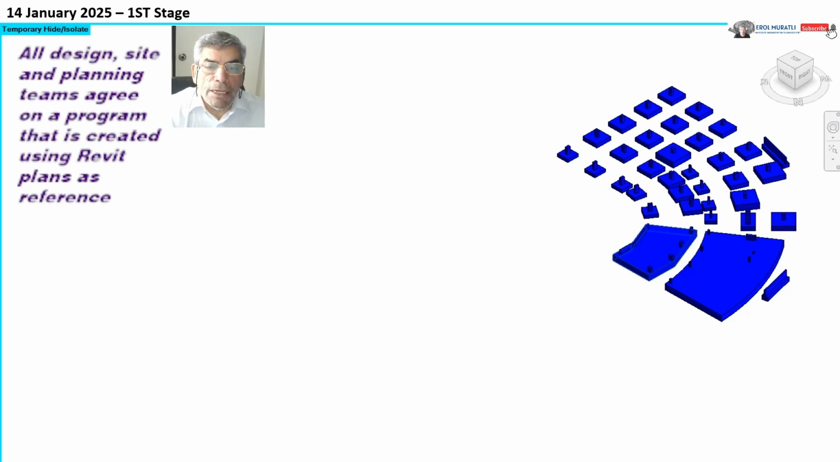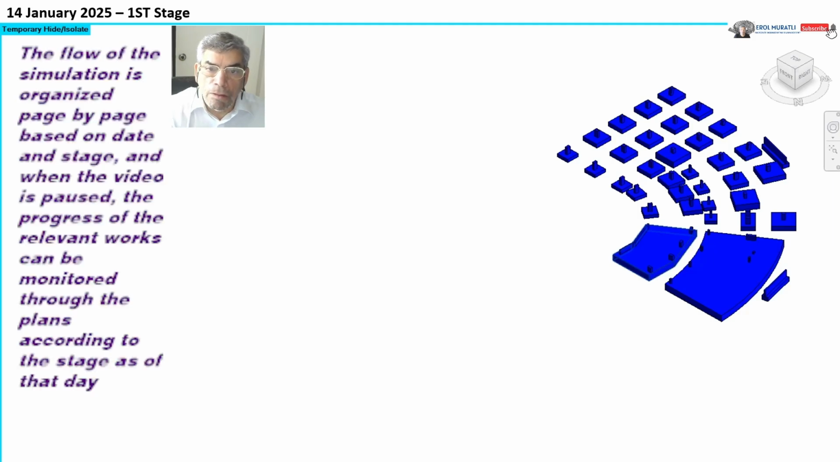All design, site, and planning teams agree on a program that is created using Revit plans as a reference. The flow of the simulation is organized page by page based on date and stage. And when the video is paused, the progress of the work can be monitored through the plans according to the stage as of that day.